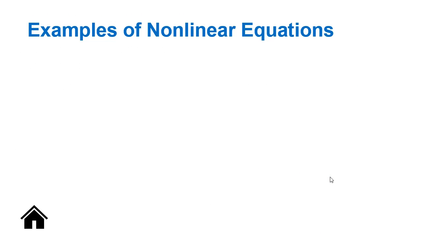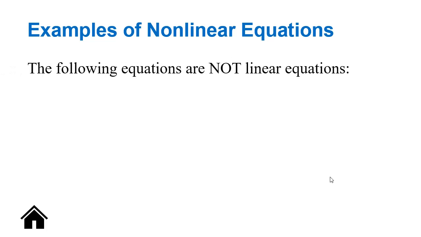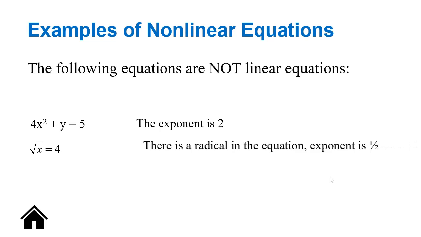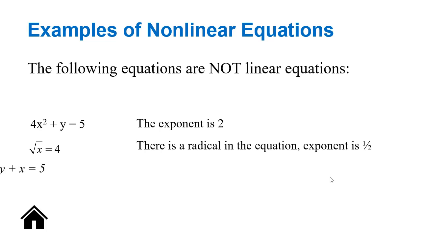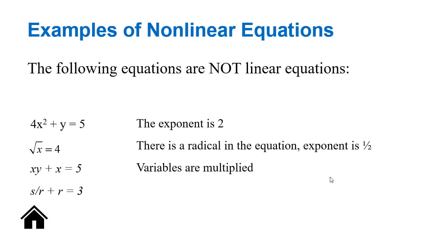Some examples of nonlinear equations. The following equations are not linear equations, and you need to be able to identify which ones are linear and which ones are not. It's pretty easy. We're looking for powers of only one. This first one, obviously, can't be. It's got a power of 2. The second one's got a radical. It can't be a linear equation. It's actually got a power of 1/2. In this one, the x and the y get multiplied together. That will never happen in a linear equation. And then the last one, s divided by r, the variables get divided. That's never going to happen in a linear equation either.